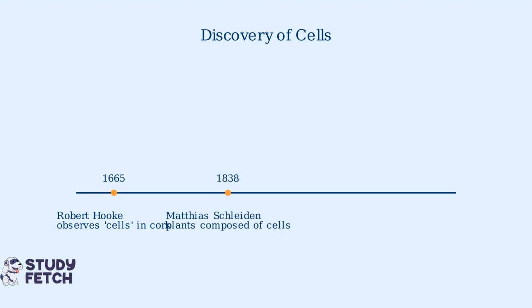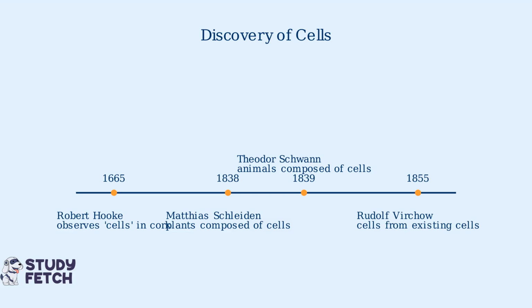Let's explore the key discoveries in the history of cell theory. In 1665, Robert Hooke first observed and named cells while examining cork under a microscope. In 1838, Matthias Schleiden concluded that all plants are composed of cells. A year later, in 1839, Theodor Schwann extended this idea to animals. Finally, in 1855, Rudolf Virchow proposed that all cells come from pre-existing cells, completing the cell theory.